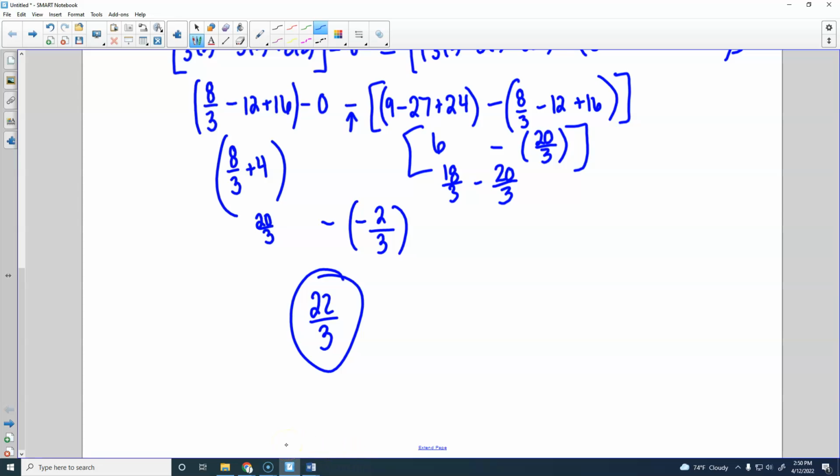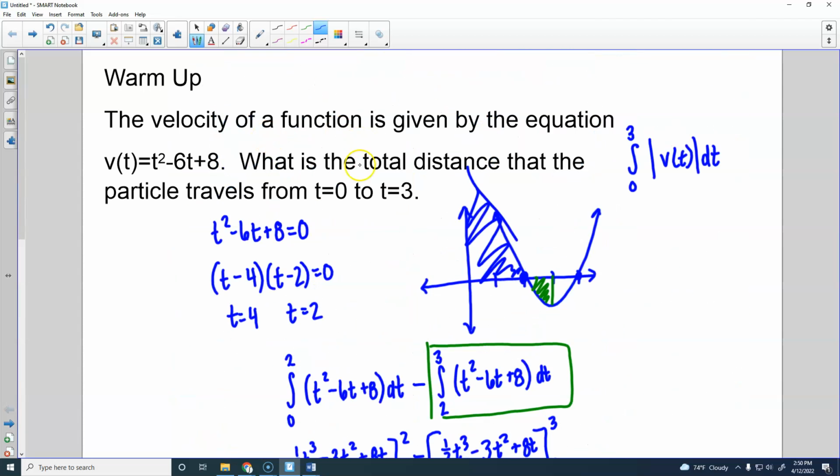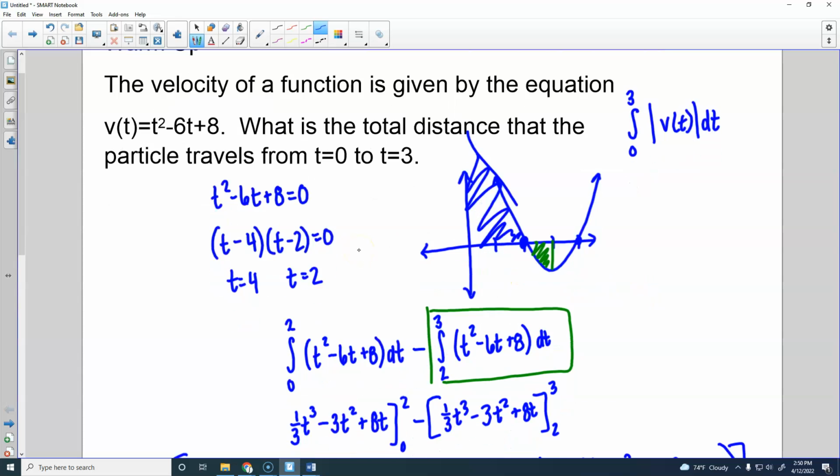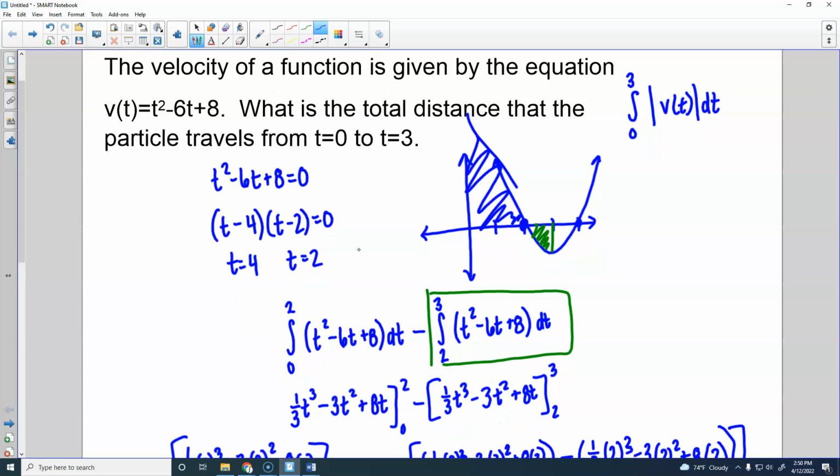Okay, questions? 2 to 3. Because they told you only to go from t equals 0 to t equals 3. If they had asked you from 4, you would go 2 to 4, but just 2 to 3. Yeah, same function, just different limits.